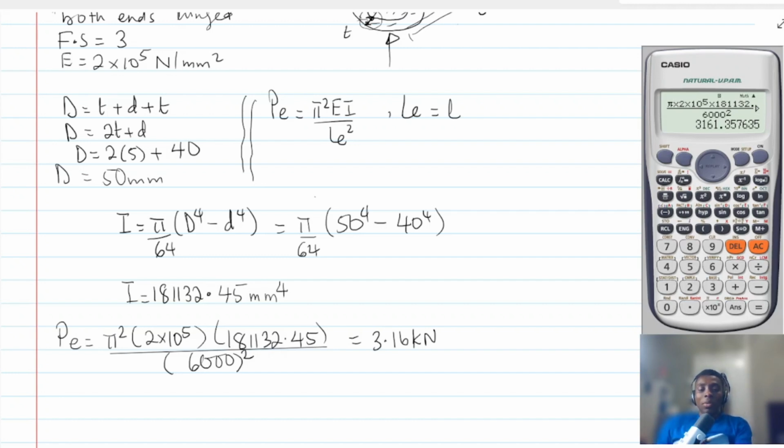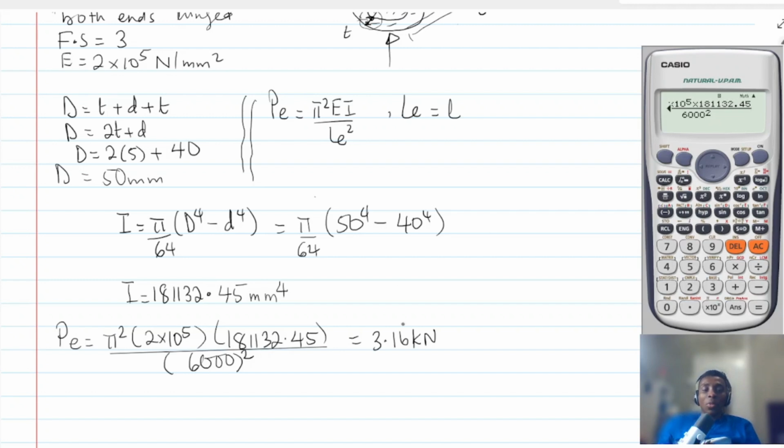Now that you have the Euler load, let's calculate the load that we want. Oh, sorry, please. I'm really sorry. I did not square the pi. I think someone will be asking. So please, I have done it.